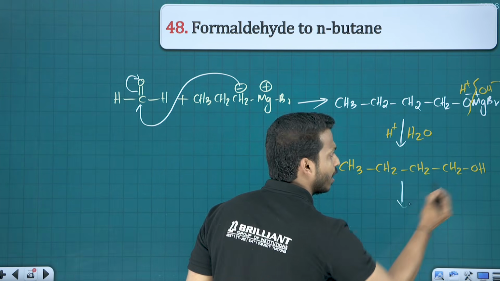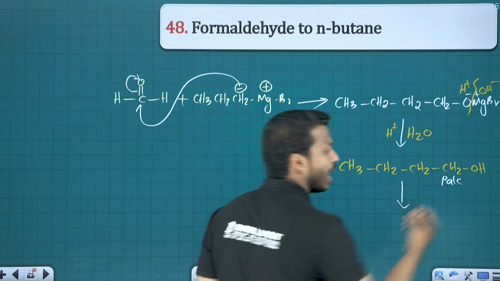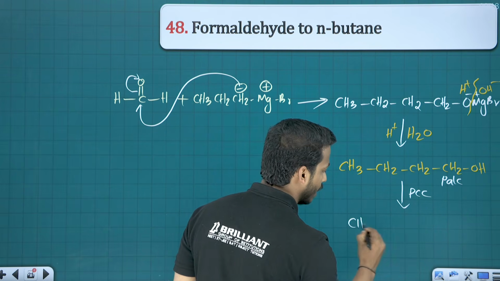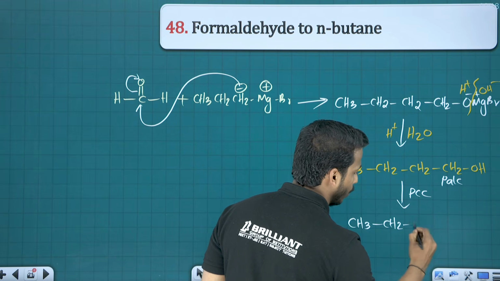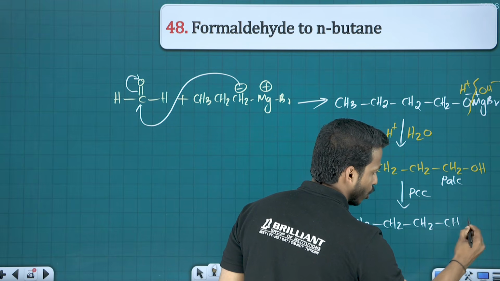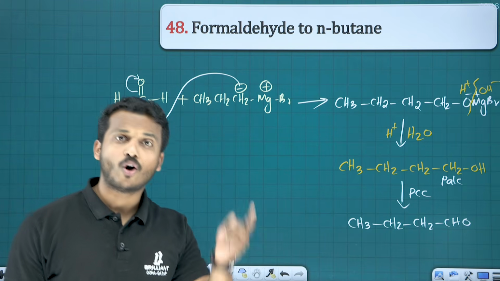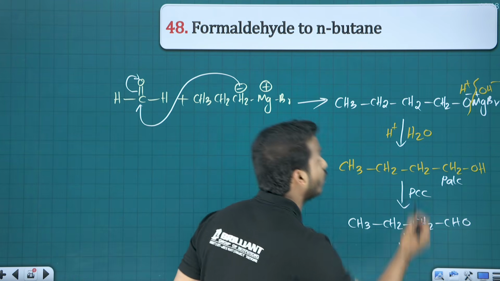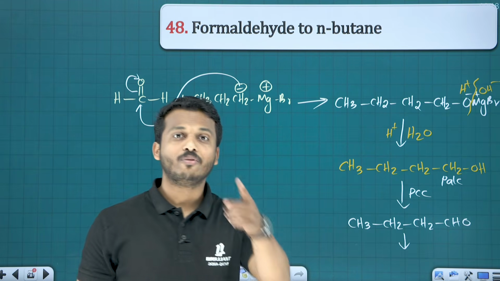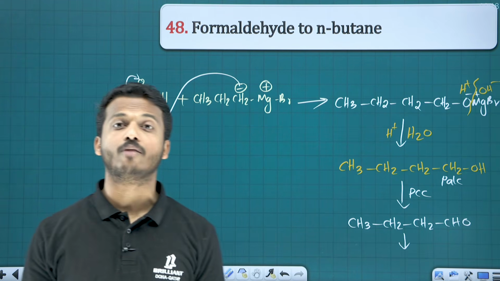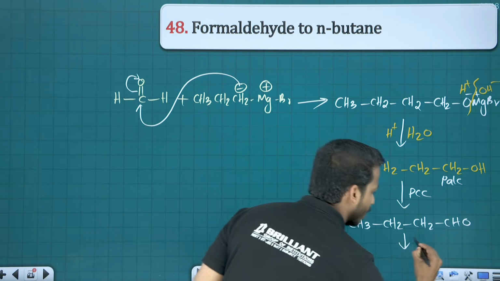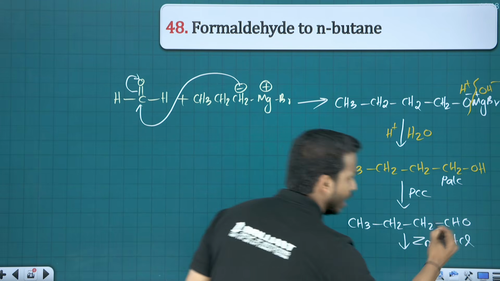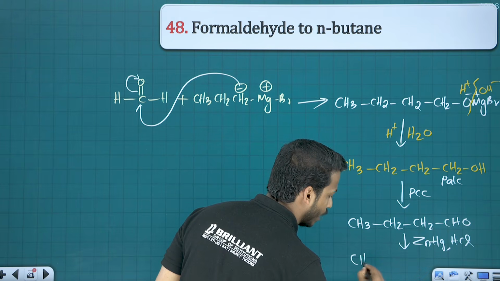Dear all, it's a primary alcohol, right? Primary alcohol on oxidation, for example with PCC, what will it give you? It will give you butanal. Yes or no? Butanol on oxidation, you get butanal, an aldehyde. How do we convert it into a hydrocarbon? We studied Clemmensen reduction and Wolff-Kishner reduction. What is Clemmensen reduction? Treat with zinc amalgam and HCl. The aldehyde part becomes hydrocarbon.